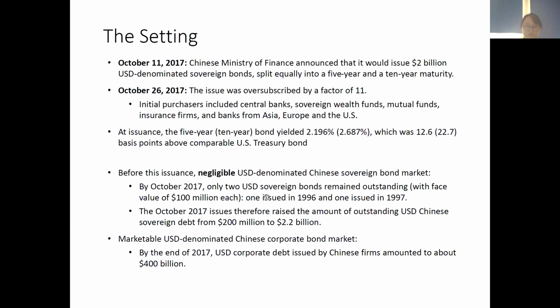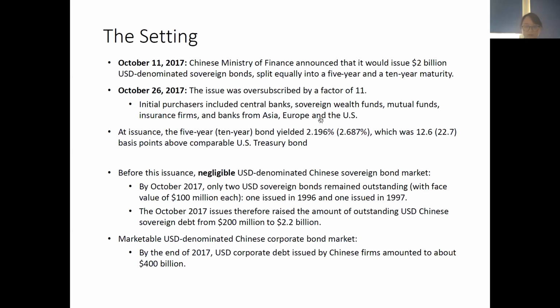And we can see from this slide some background information. By October 2017, only 2 USD sovereign bonds remained outstanding with a face value of 100 million. That's very tiny for a sovereign bond. One was issued in 1996 and one in 1997, and there is literally no trading of those 2 bonds. The government has been silent for a long time in this market. So we're trying to argue that this October 11, 2017 sovereign issuance is literally a very big shock to the market, because it moves the market from no sovereign bond to having a sovereign bond, right?